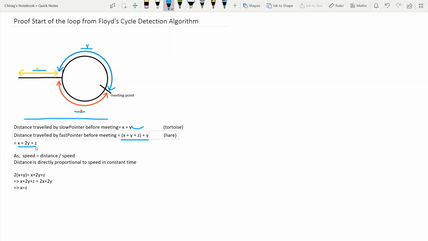Now, as time is constant for both the pointers and the fast pointer moves at double the speed of the slow pointer, by the simple speed, time and distance relation, we can see that the distance is directly proportional to speed in constant time. So, we double the distance traveled by the slow pointer and equate it to the distance traveled by the fast pointer. By this, we get the start of the loop, and hence it is proved that using two pointers, slow and fast, we can easily get the start of the loop by Floyd's cycle detection algorithm.